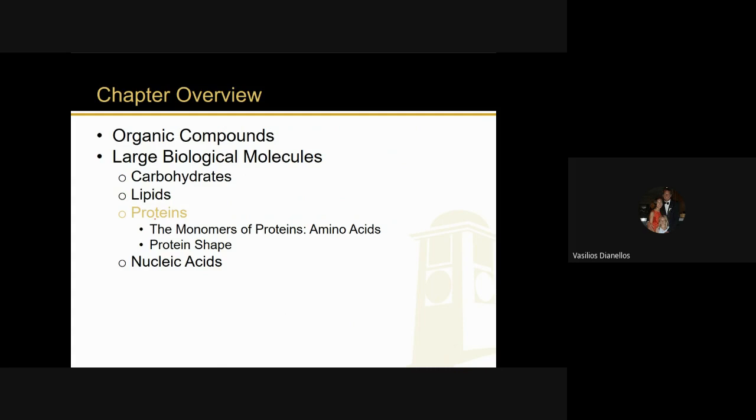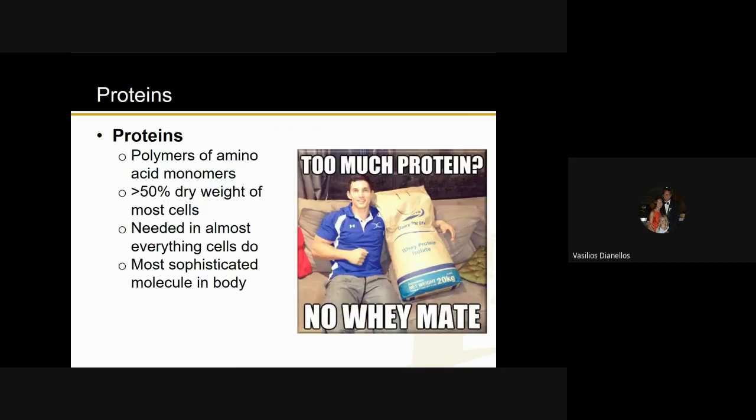The way this is going to work is first, we're going to really talk about the monomer. So for the carbs, for example, I just told you, hey, the monomer is glucose, C6H12O6. I showed you a couple pictures. That was the end of the story. You didn't need to know much about it other than the fact that glucose was the monomer. Proteins are a little bit different. We're going to go a little deeper and talk more about the amino acids, the monomers of the proteins. And then after that, we're going to talk about the protein shape. So there we go. Proteins.